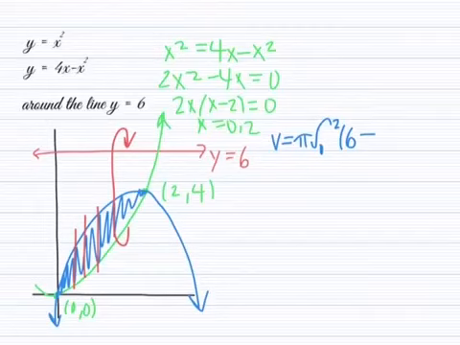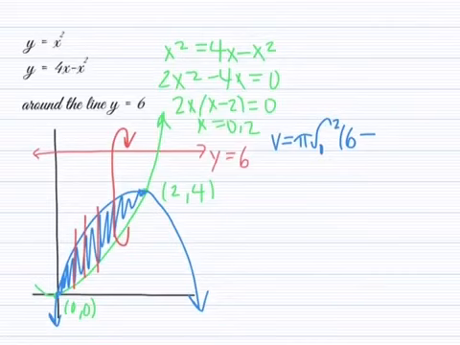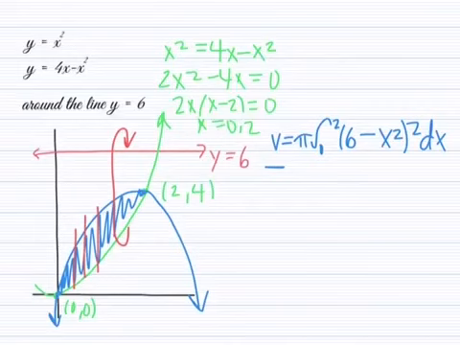Of the outer line there. The outer line is the green line. So you want to subtract that y value from the 6. So that's an x squared, because that's your radius, dx, minus, because you're subtracting out that empty area still. So you're going to do a minus pi times the integral from 0 to 2.